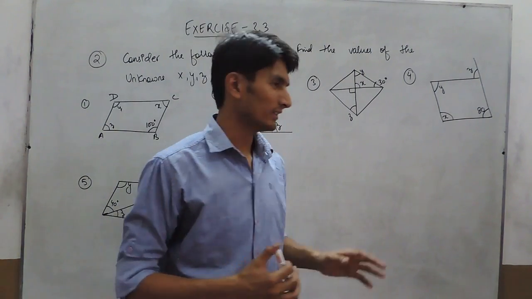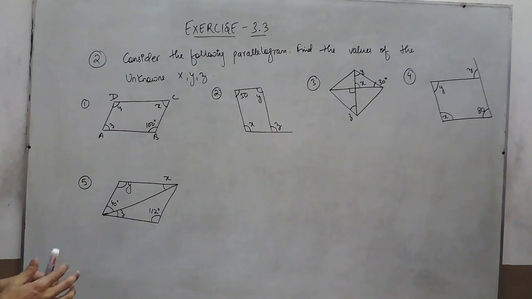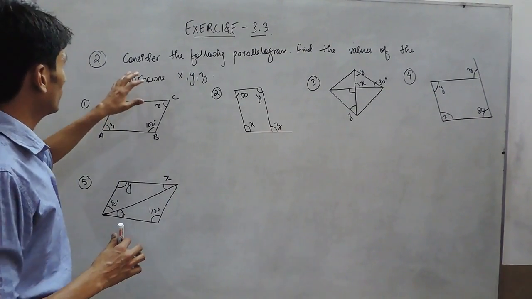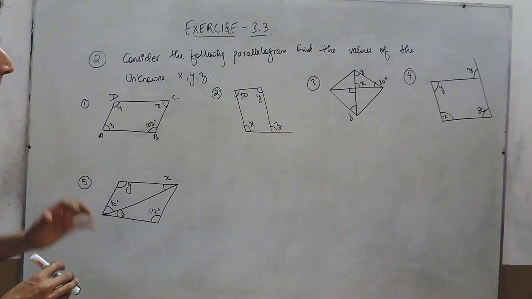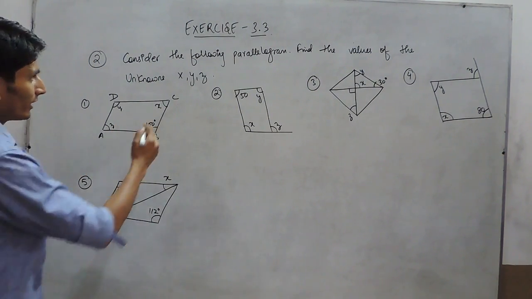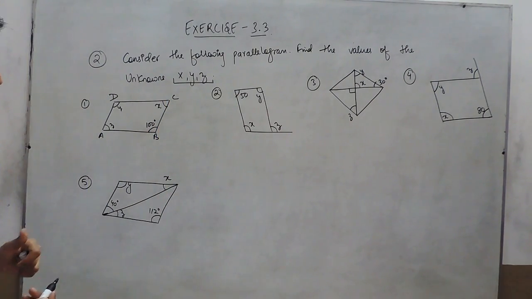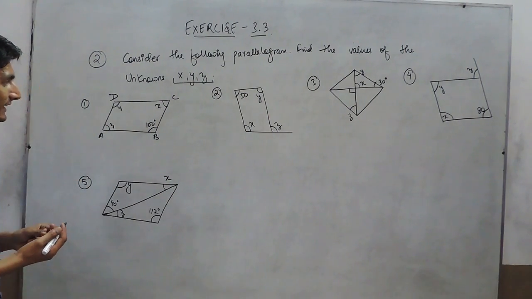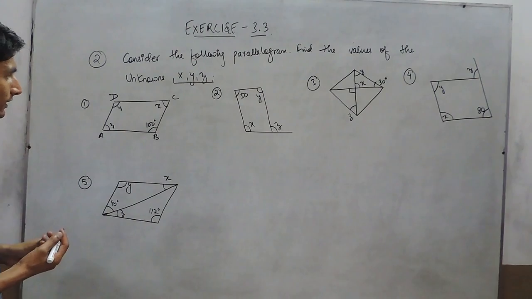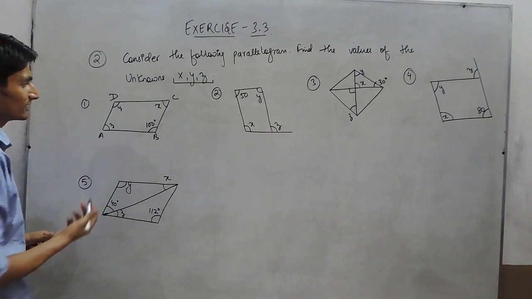Hello everyone. In this video, we are going to solve question number 2. In question number 2, you are given five parallelograms, and you have to find the value of these unknown variables. In question number 1, you are given a parallelogram ABCD, and one angle is given as 100 degrees. So you have to find the other three.